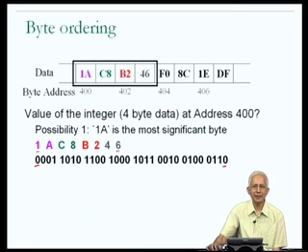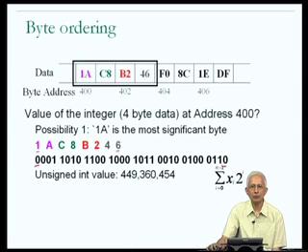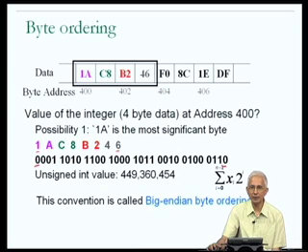I can now evaluate this unsigned int using the binary summation, the summation from i equals 0 to n minus 1, where n is equal to 32, x sub i multiplied by 2 to the power i, and what I come up with is the value 449,360,454. So under the assumption that 1a is the most significant byte, the answer to my question is this value, 449,360,454. This is only one possibility.